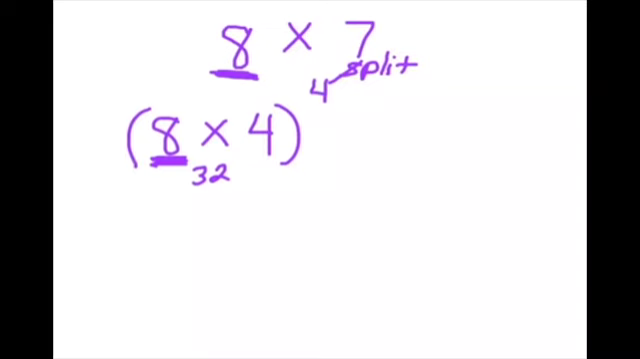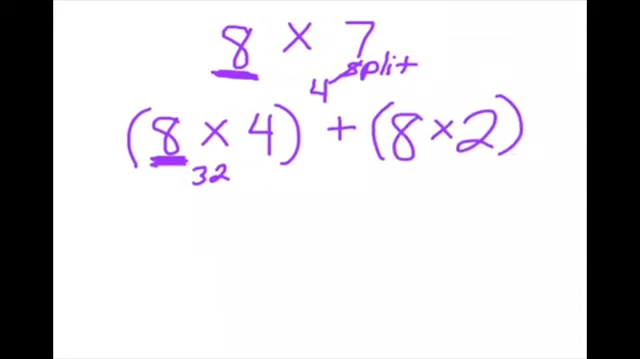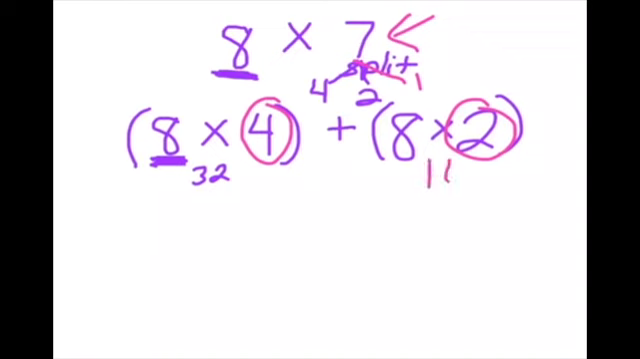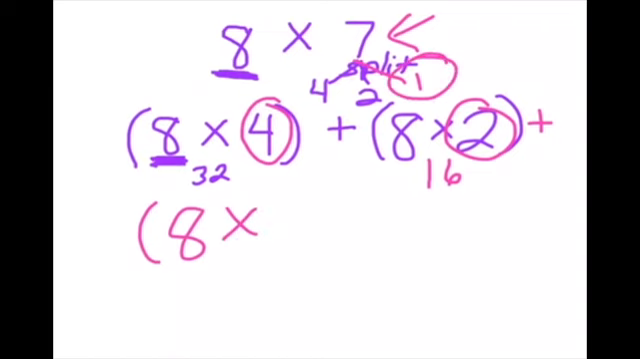And I'm going to do this with 8 times 4 and 8 times 2 because we know that 4 and 2 is 6, right? 4 plus 2 is 6. Right here we have a 7, so that means we need one more. 8 times 2 is 16, plus 8 times what? 1. And we know that's 8. Anything times 1 is itself.